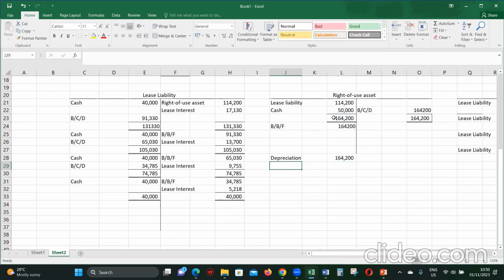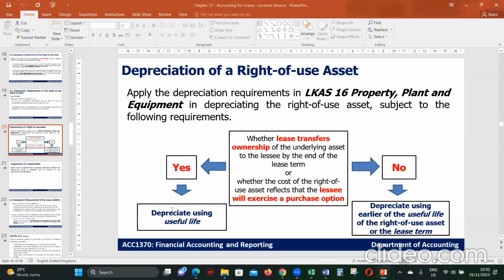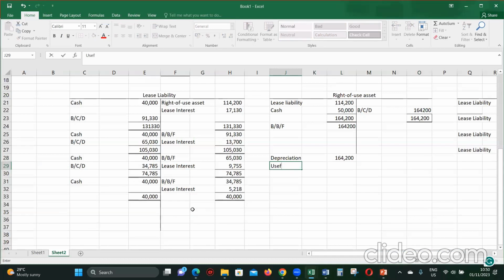164,200. How many years? Now we have to take the useful life, no? So useful life, how many years? 4 years. Then what is the depreciation value? 164,200 divided by 4 years. That is 41,050. This is annual depreciation. So for 4 years, you can continue the same value because the depreciation is on a straight line basis.